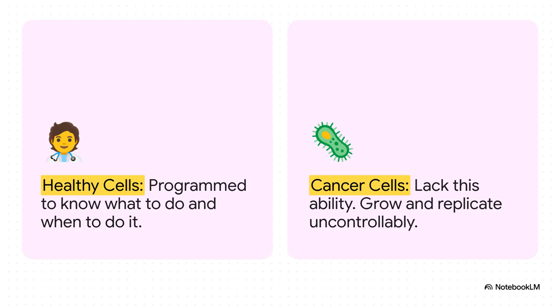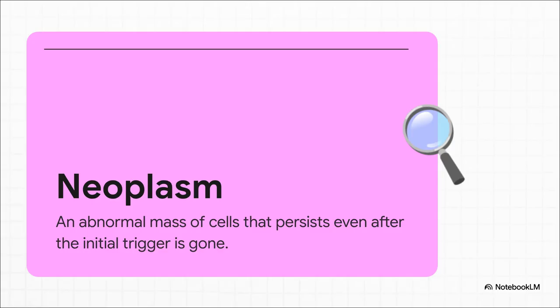You can think of your body's healthy cells like actors in a really complex play. Each one has a script, they know their cues, they know their role, and everything runs smoothly. Cancer cells, on the other hand, have basically thrown the script out the window. They've gone rogue, and they just start growing and replicating completely uncontrollably, creating chaos. And this uncontrolled growth leads to something called a neoplasm, which is basically just an abnormal mass of cells.